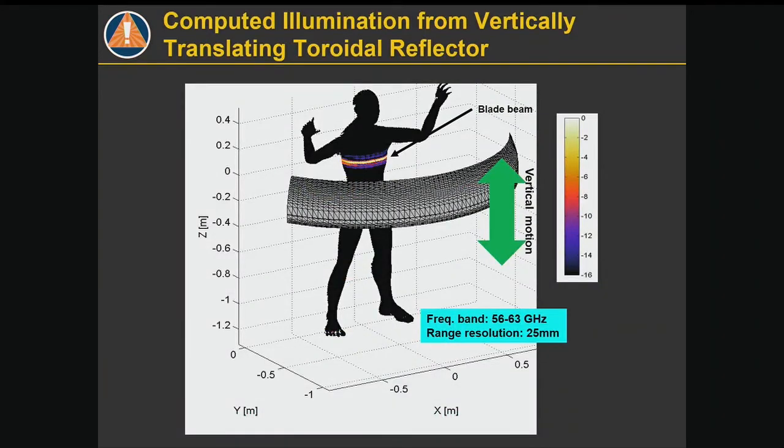So how does this actually work in practice? The reflector would be moved up and down along with its feed network. It works at 56 to 63 gigahertz. Resolution is about 25 millimeters in range. That corresponds to our 7 gigahertz bandwidth. So about 2.5 centimeters peak to peak in the range or forward imaging space.